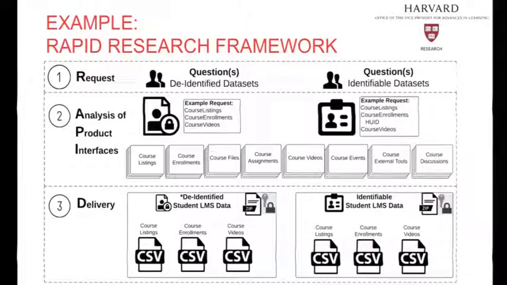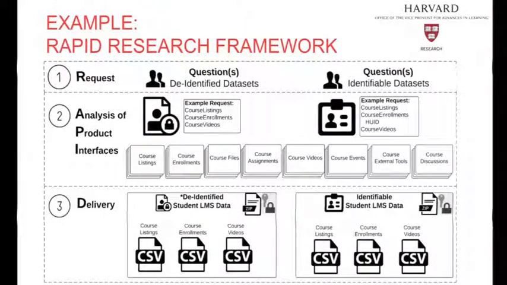Just to tie it all together, this is an example of two use cases. I wanted to emphasize the ability to provide de-identified data sets, so that's this on the left side. The rapid research is basically a three-step process. You have a question about maybe something that doesn't require student names. I'll go down this way.